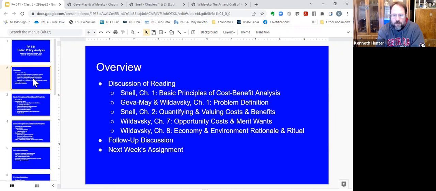That's really important in doing the analysis: figuring out what the costs are, what the benefits are, and being able to effectively quantify and value them. Then we'll go back to the main Vildovsky text in chapters 7 and 8, chapter 7 covering opportunity cost and merit wants, and chapter 8 dealing with the economy, environmental rationale, and ritual. Then we will discuss at the end what the assignment is for next week, which is a follow-up to what you will find in your syllabus for the class that will be held in person and on Zoom on October 6th.